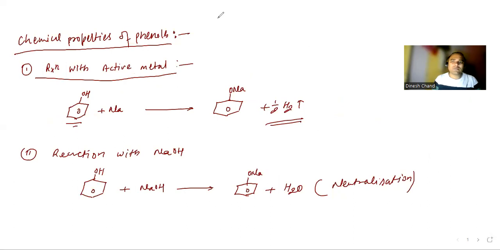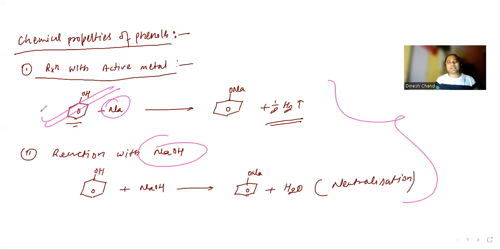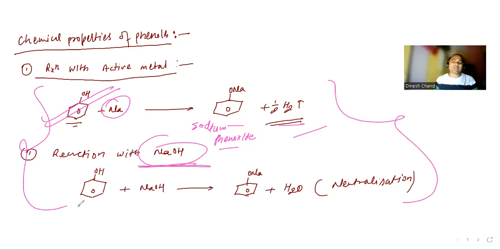The first reaction we studied, student, is the reaction with sodium metal. Then we studied NaOH. In both cases, these two reactions explained that phenol is acidic in nature, student. As an acid reacts with sodium metal to give the salt and hydrogen gas, here it is also giving the sodium phenoxide salt and hydrogen gas. So the salt and hydrogen gas show that phenol is acidic. Same neutralization reaction, student, acid base reaction, salt plus water.